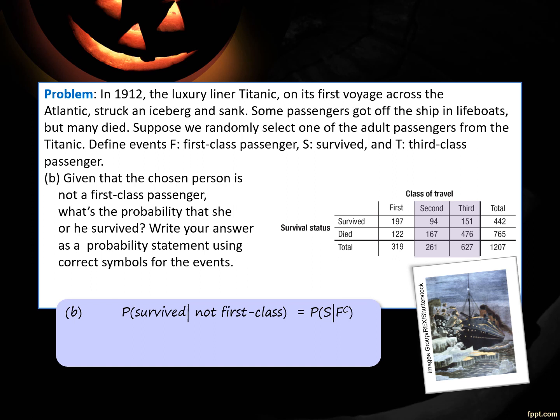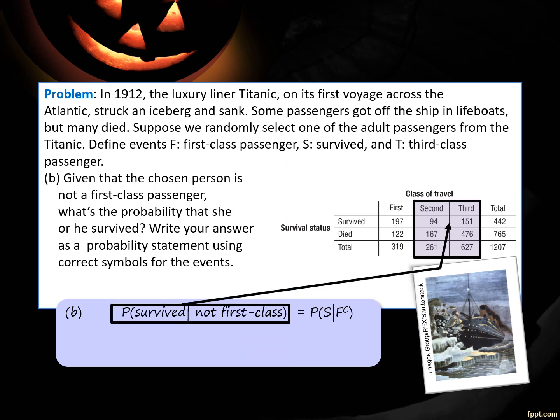We already figured this out. It's the probability of S given F's complement, or survived given not first class. So I'm really going to be looking at these numbers here, those that survived out of second and third class. The first thing I need is that number, so I need to look at who survived in second and third class.